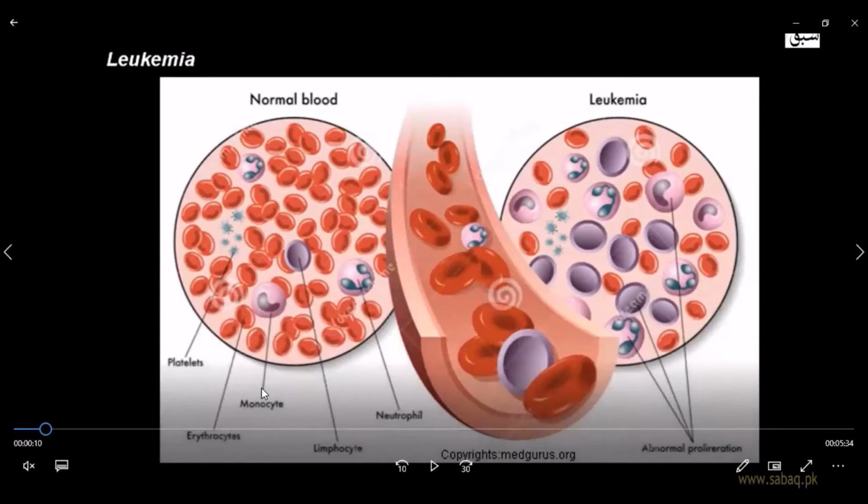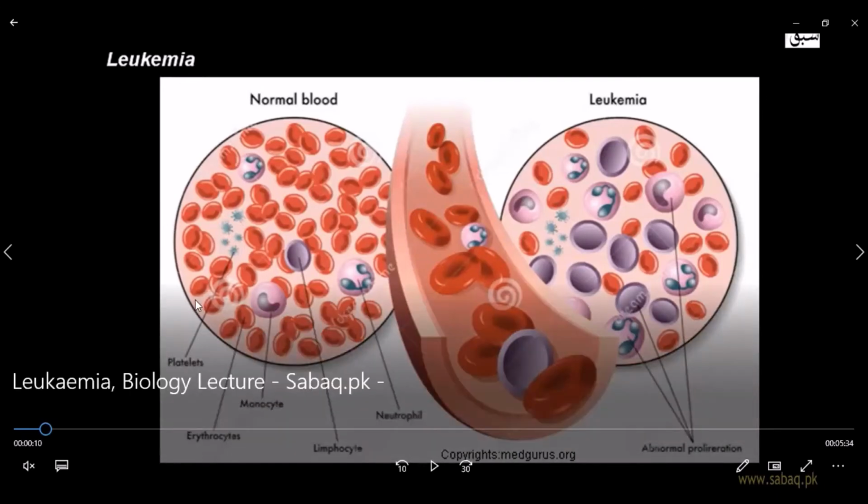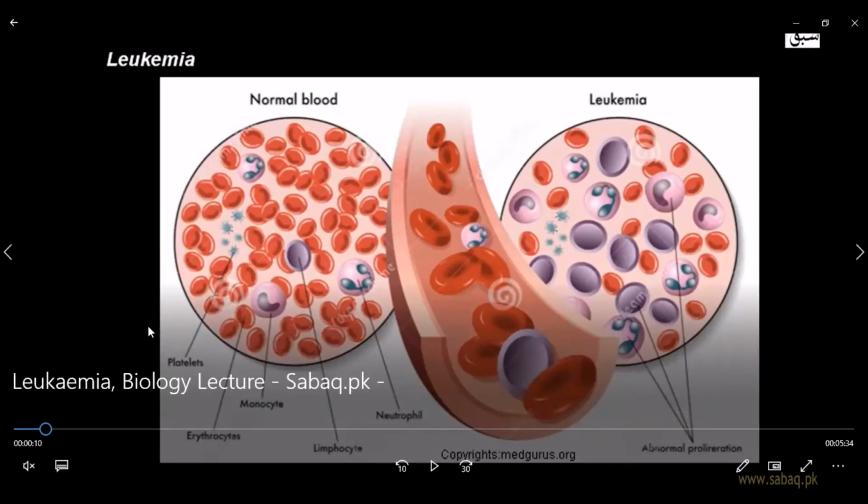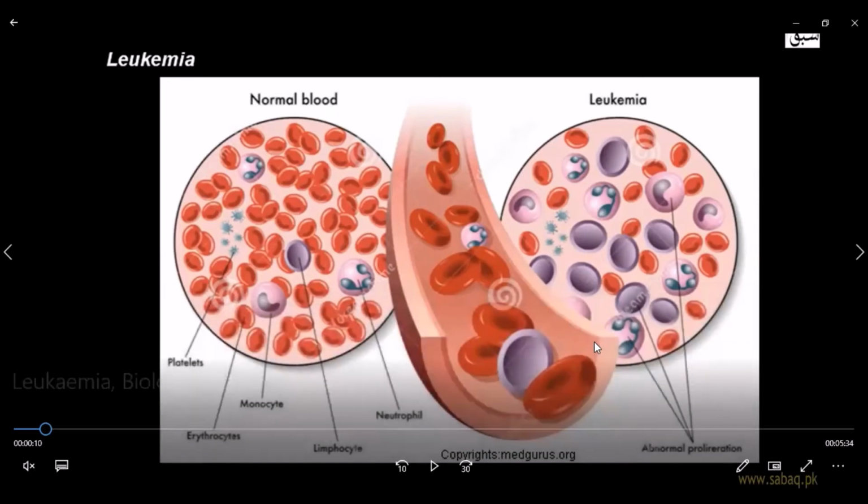Now they have amounts as per the need of your blood components, but RBCs are more because obviously more RBCs are required for transportation, while white blood cells are only required at the time of need, and they increase in number at the time of infection. But in a leukemia patient, when you see the blood, they will have these WBCs in a higher count, or more in number.